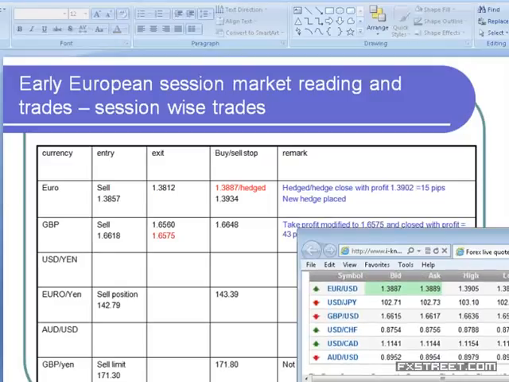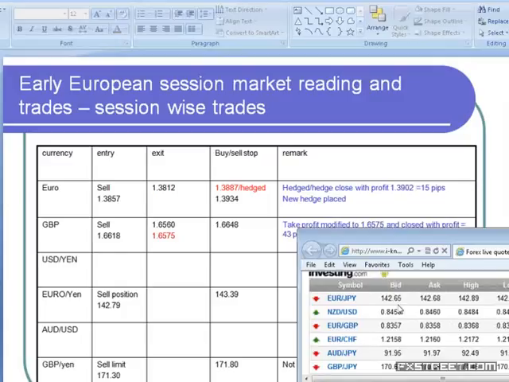And so when they come down, 1.4265 has come, and when they come down about 20-30 pips, I can keep the stop at entry and remove the hedge order, and then try to maximize the profit on the downside. So this is with regard to the trades I have taken during the early part of the European session.